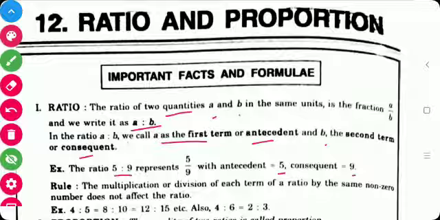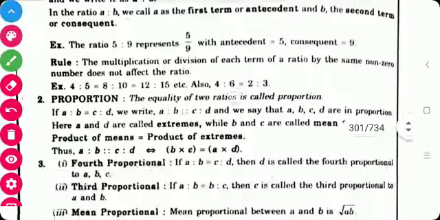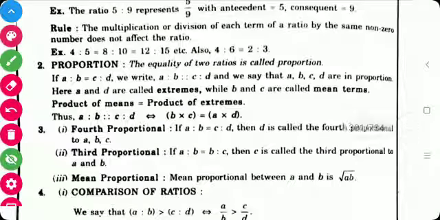Rule is that the multiplication or division of each term of a ratio by the same non-zero number does not affect the ratio. Means what? Means if we multiply the ratio numbers by the same number, or if we divide them, then the ratio is the same. For example, see 4 as to 5, if we multiply it by 2, it is 8 as to 10, 12 as to 15, so 12 as to 15, 8 as to 10 and 4 as to 5 are the same.